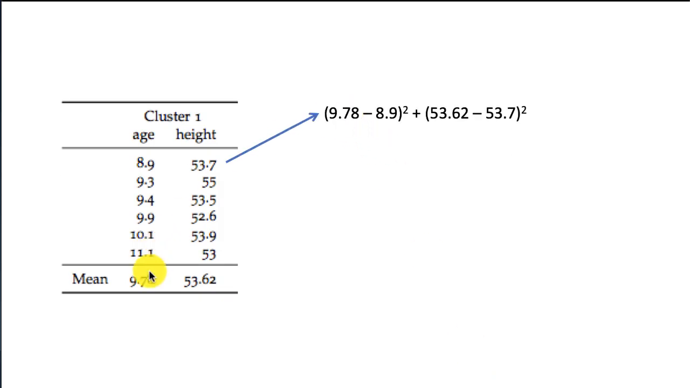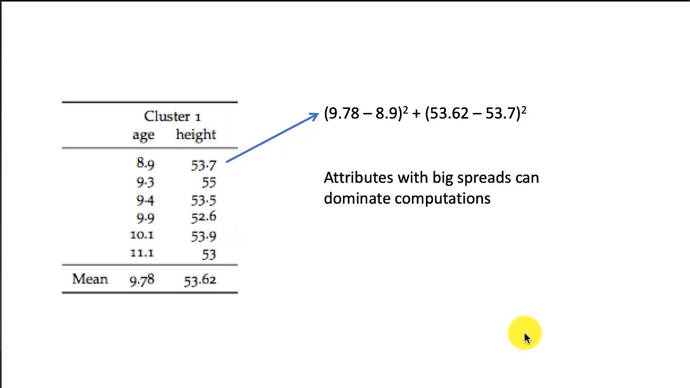For example, the mean age is this for the cluster. Now, this mean is not the overall mean, it's the mean for the cluster. So you take every value, subtract it from the mean, square it, right? So this is the squared deviation for age, that's the squared deviation for height, that's the total amount of squared deviation for this particular case. And you do it for all the cases.